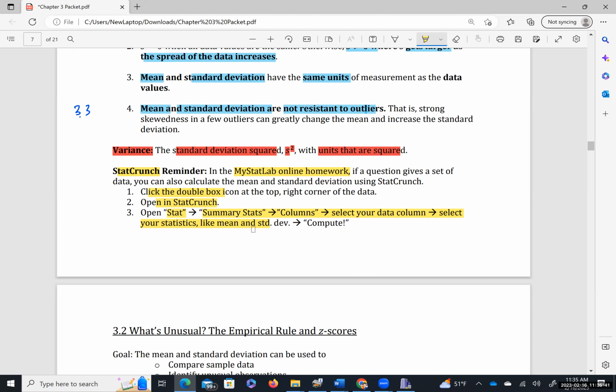So I'm going to stop 3.1 here, and I'm going to move to 3.2 later, and see you in 3.2.